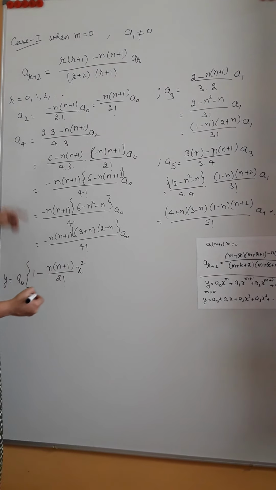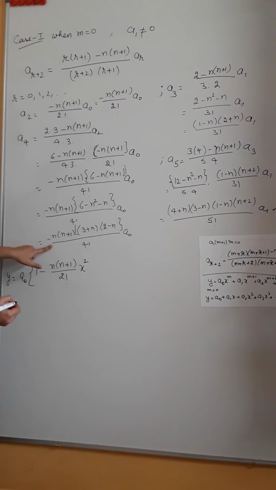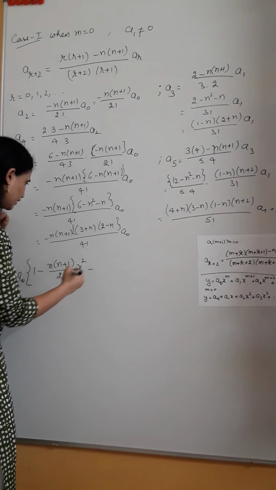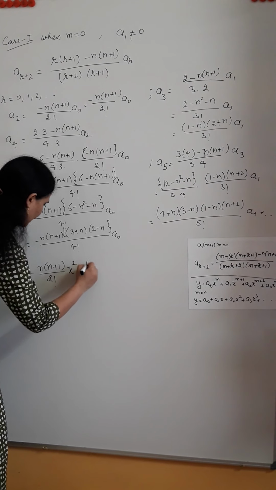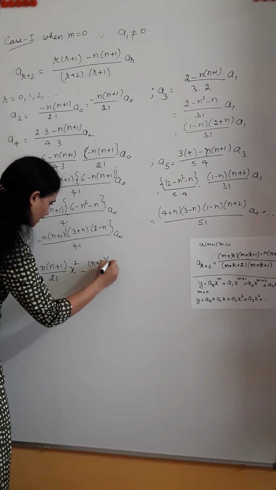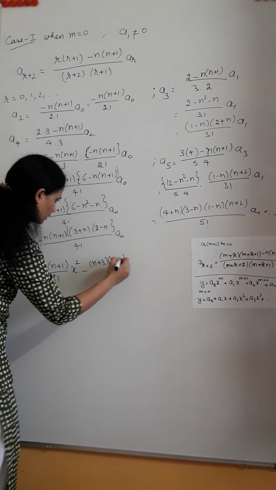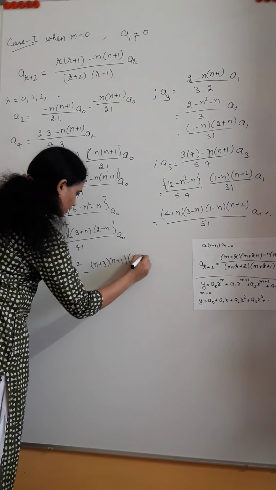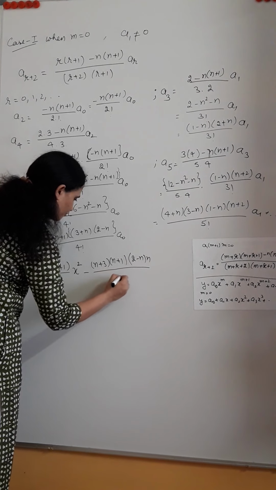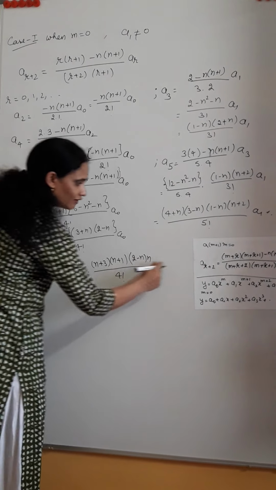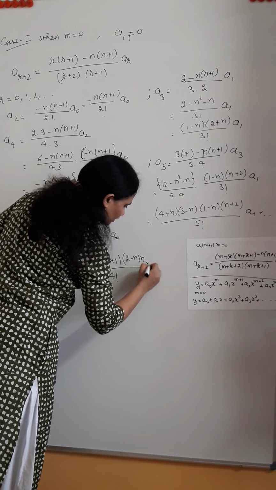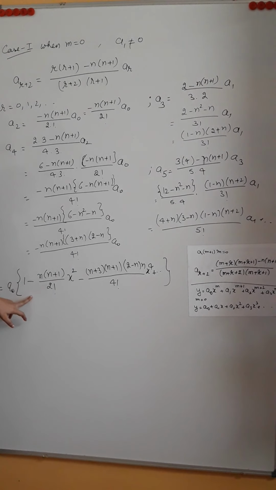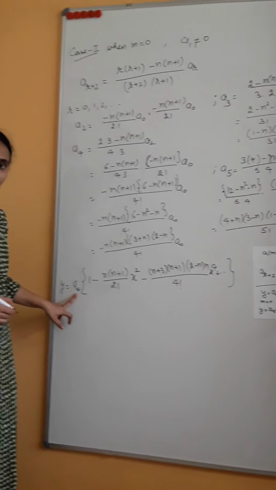Then a4. What is the value of a4? It is there. So a4 I can write as minus, let's try to see the pattern, n plus 3, n plus 1, and 2 minus n, into n, divided by factorial 4. And for a4 it will be x power 4, and so on. Okay, so we have written half of the series which is having a naught as common.